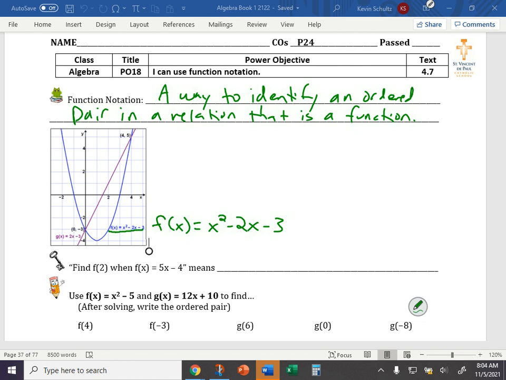And this type of equation, we'll get to this starting in like PO45, but it's a quadratic equation that when you graph it makes this curved line called a parabola. You don't need to care about that now. All I want you to care about is that it says that f of x equals x squared minus 2x minus 3.